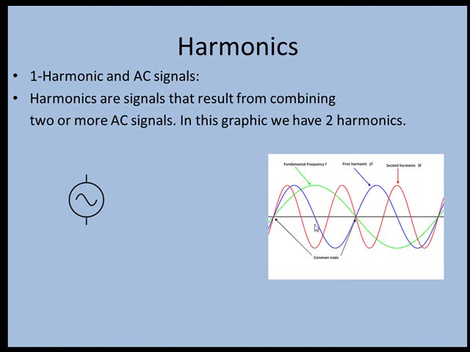The first harmonic is double the frequency of the fundamental, and the second harmonic is triple the frequency of the fundamental and one and a half times the frequency of the first harmonic, if that makes sense. In essence, a harmonic signal is really the combination of two or more signals, and there could be more than two, for that matter.